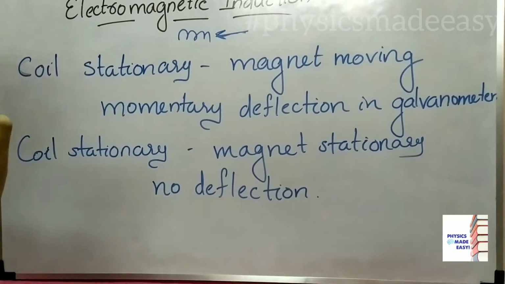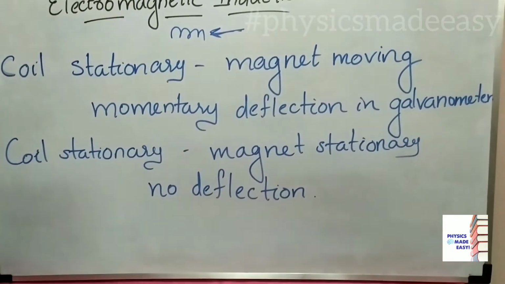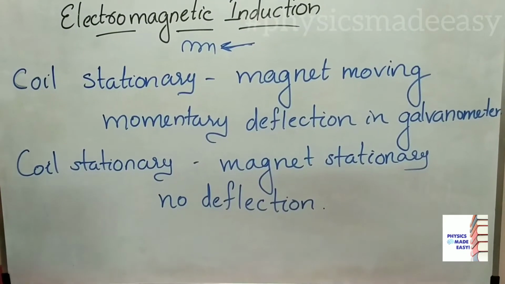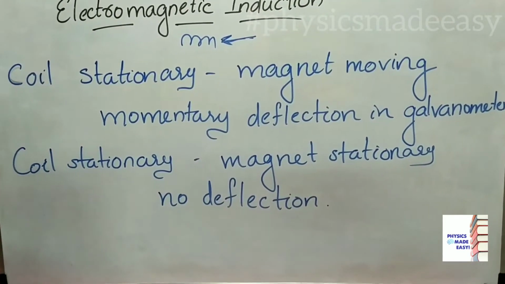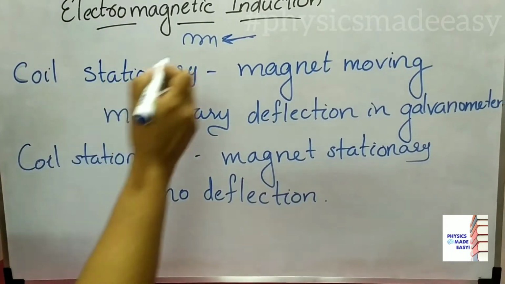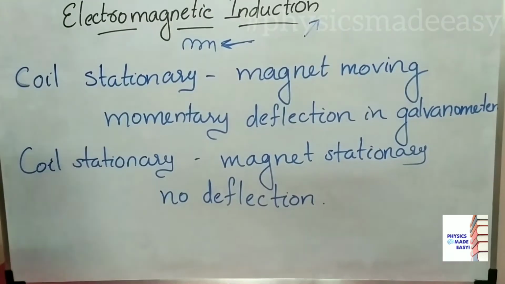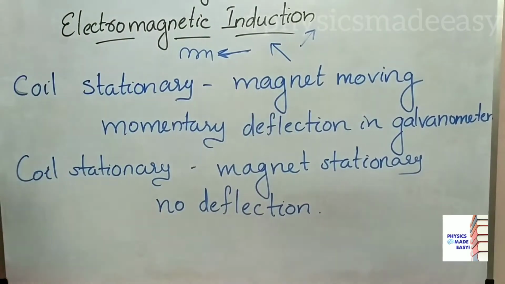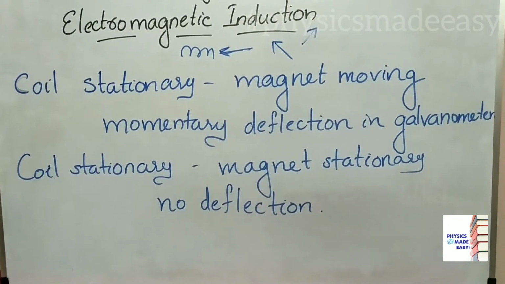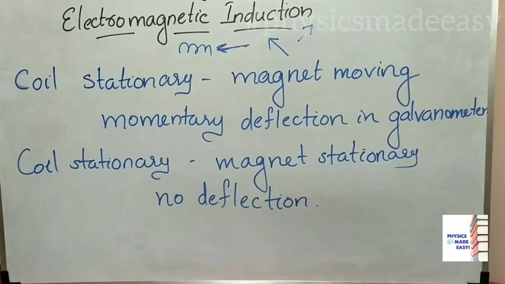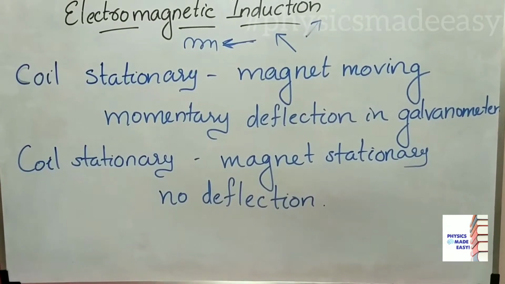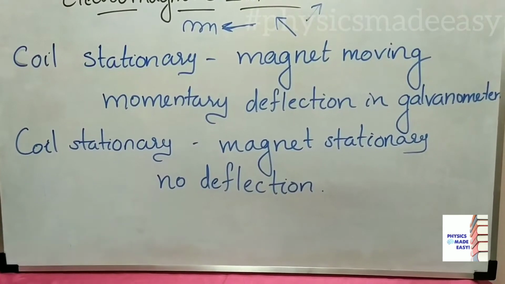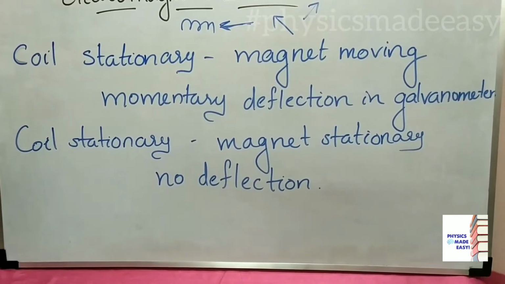Due to that potential difference, a current will be induced in that coil. If that current is induced there, the galvanometer will show deflection. So I told you, if the magnet is moving towards the coil, the galvanometer will deflect towards the right, and if the magnet is moving away from the coil, the galvanometer will deflect towards the left. So we can say the current is in the opposite direction. If the north pole of the magnet is moving towards the coil, current is in one direction. If the magnet is moving away from the coil, current is generated in the opposite direction.